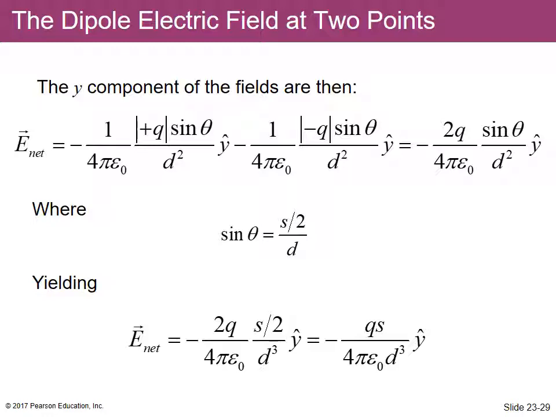The y components of the fields from the two charges are in the same direction, the minus y direction. Only the component of the fields along the y-axis contributes to the field, and this is the sine of the angle. Since the sine of the angle is half the distance between the charges divided by the distance, the electric field can be written as minus qs divided by 4 pi epsilon naught d cubed.